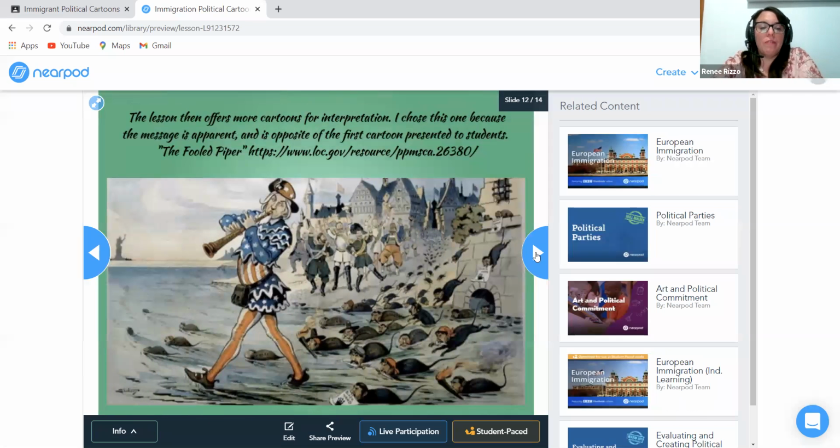The lesson then offers more cartoons for interpretation. I chose to use this one because the message is apparent and is opposite of the first cartoon presented to students, The Fooled Piper.